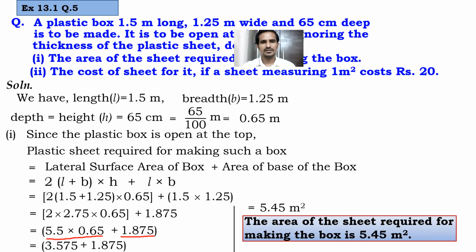So, we are done with the first part. The area of sheet required for the box, or you can say the area of plastic sheet required for the box, is 5.45 meter square. Since it is area, it is going to be meter square as the dimensions are in meters. All right, the first part is done. Anybody, any doubt in this one? See, the numbers were in decimals. You have to be a little careful about that.